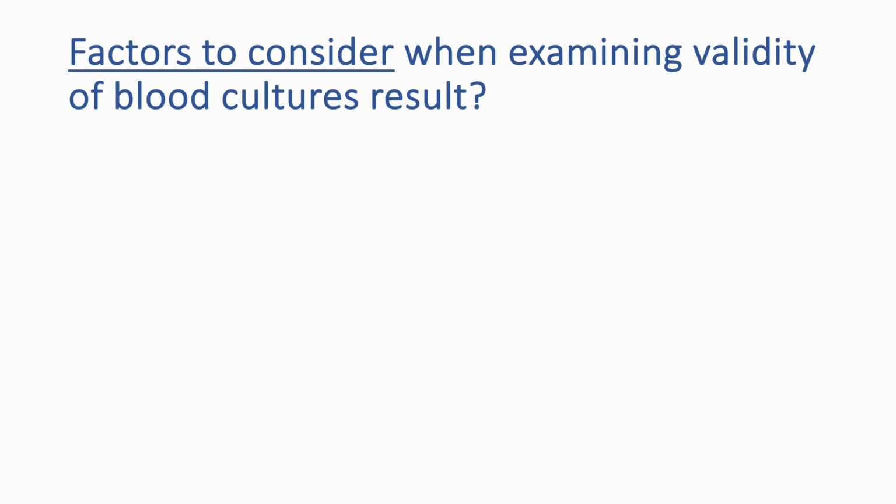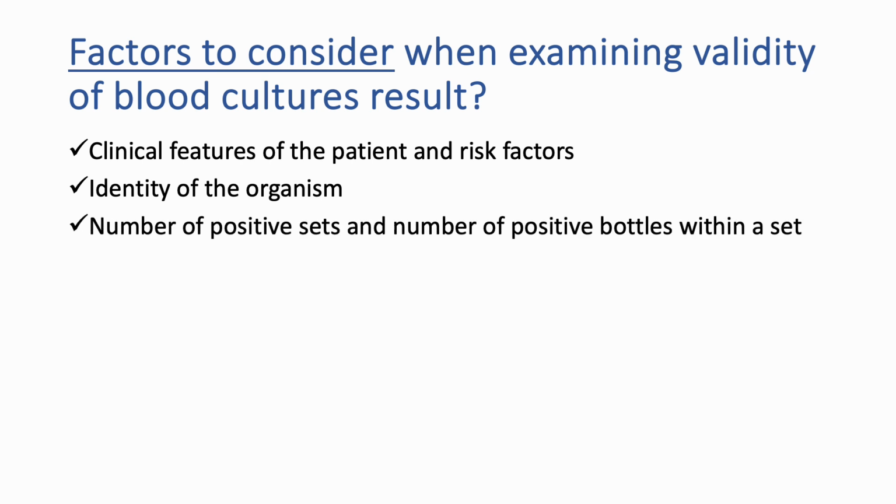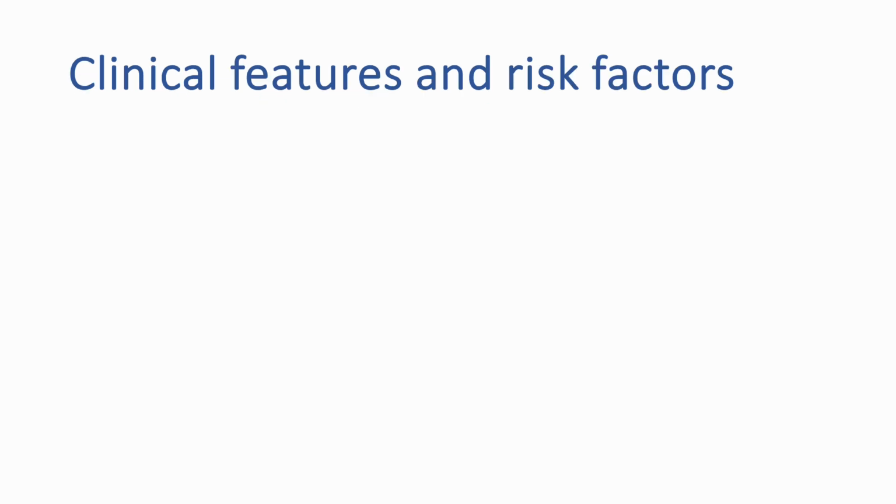So generally speaking, there are 4 factors to consider when you examine the validity of blood culture results. Number 1 is the clinical features of the patient and the risk factors associated with the patient. Number 2 is the identity of the organism. Number 3 is the number of positive sets or the number of positive bottles within a set. And number 4 is the time of growth or time to positivity. So we're going to talk about these factors one by one. Let's start with the clinical features and risk factors.